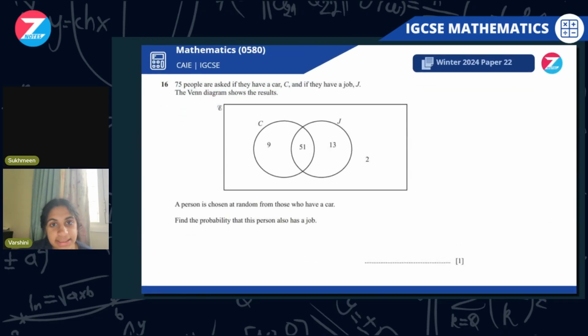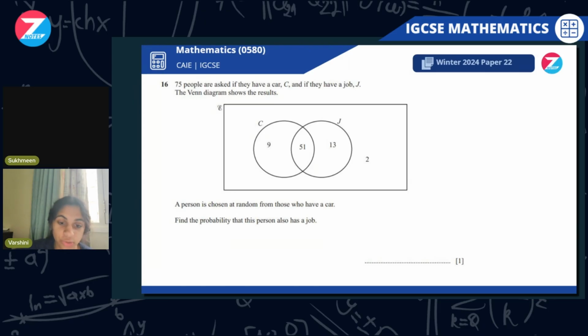Okay, question 16. 75 people are asked if they have a car, C, and if they have a job, J, and the Venn diagram shows the results. So these are the people with the car, these are people with the job, these are people with both, and these are people with none. A person is chosen at random from those who have a car. Find the probability that this person also has a job.